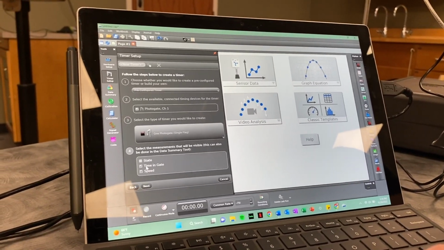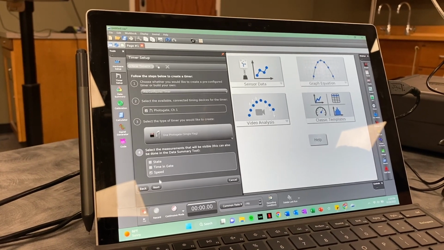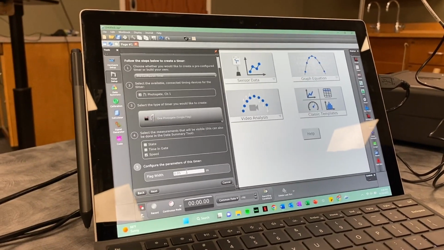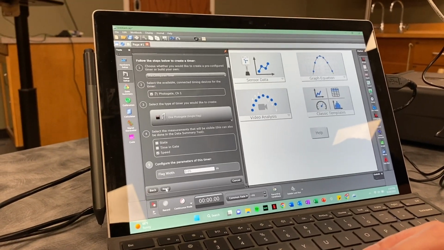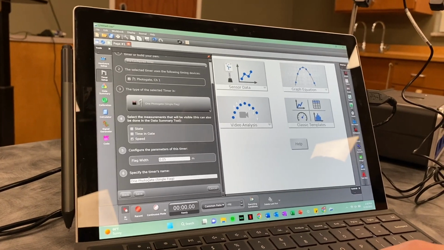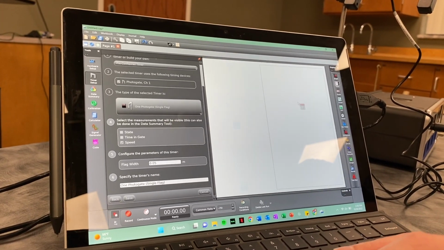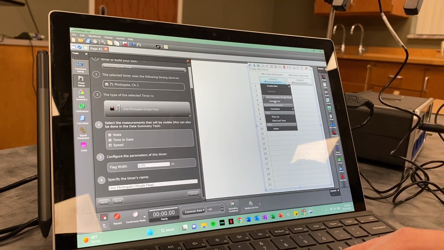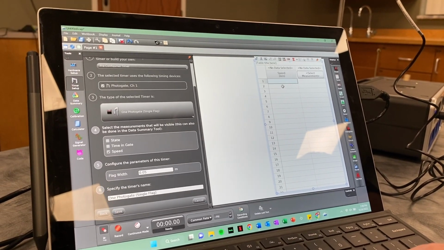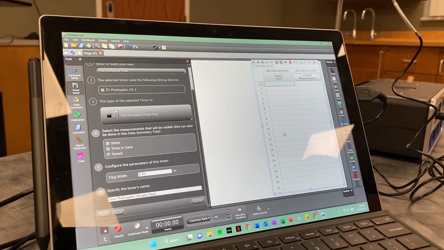You don't need time and gate or state, you just need speed. And then you need to measure the length of the flag and then enter it in here. And then you hit finish and then you are all set up. You can just bring a table on over here and select speed as your measurement, and you'll find the speed of your object in this column right here.